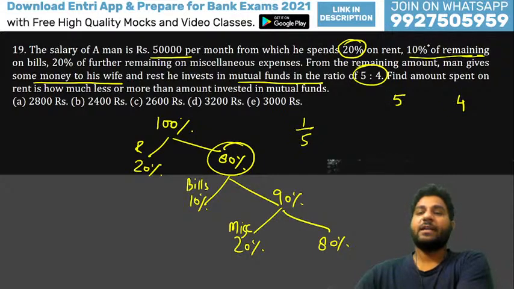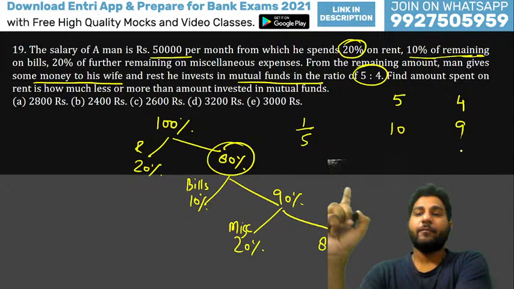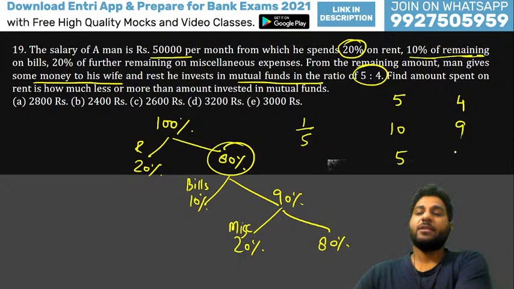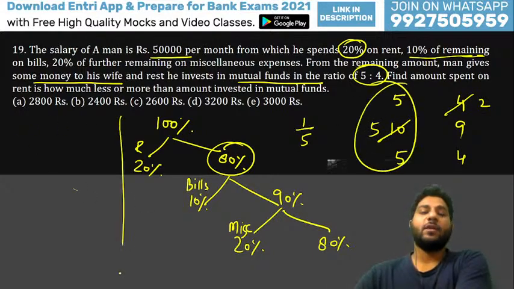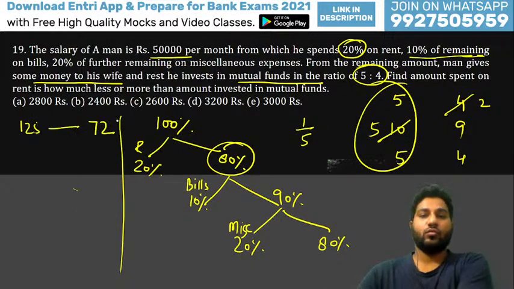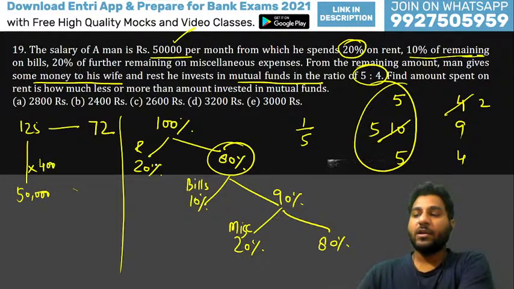After that 10% of the remaining is spent, which means out of 10 we are left with only 9. And after that again 20%, which means out of 5 we are left with 4. So now we have got that originally we had 125, and now we are left with only 72. That 125 must be equal to 50,000, so 1 ratio equals 400.